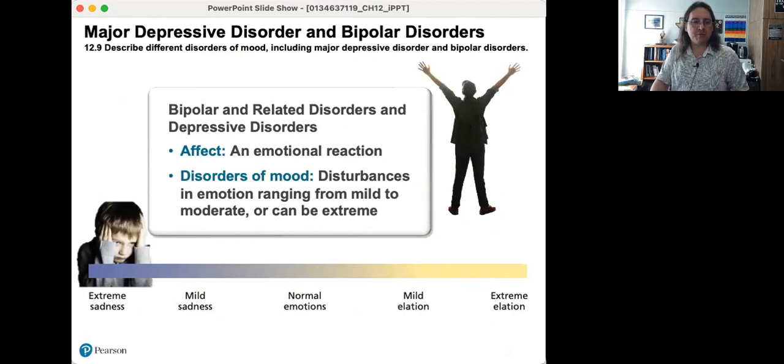And then disorders of mood are disturbances in emotion ranging from mild to moderate, and can sometimes be so extreme that safety would be a concern. All right, so major depressive disorder and bipolar disorders are the two that we're going to cover for mood disorders. So major depressive disorder.